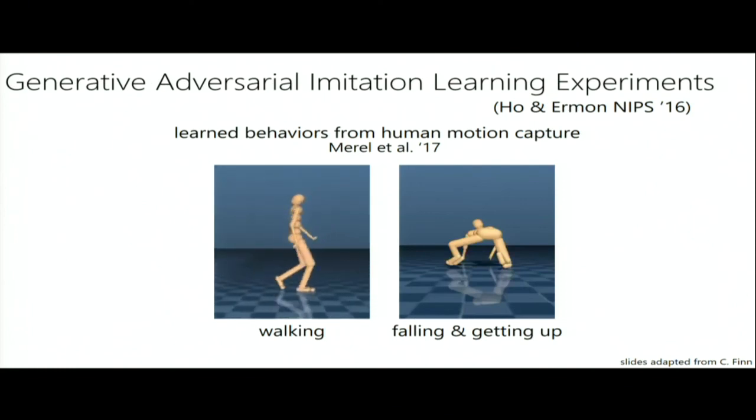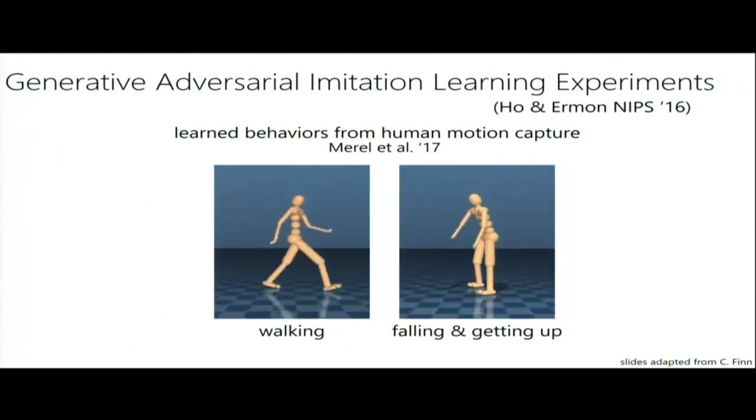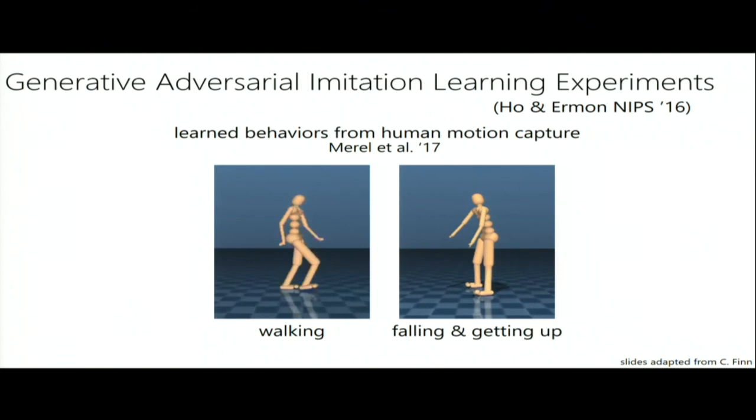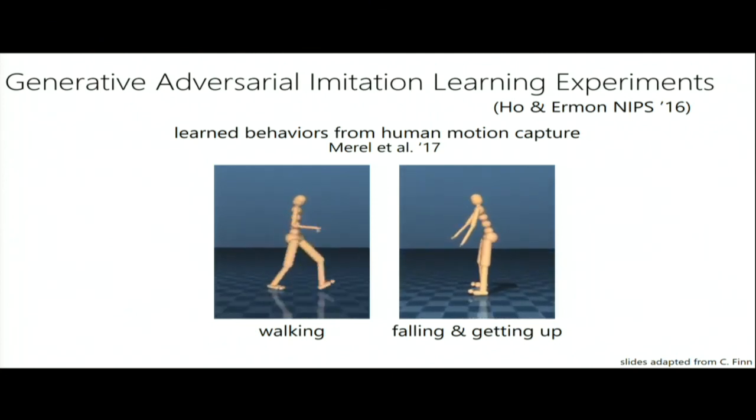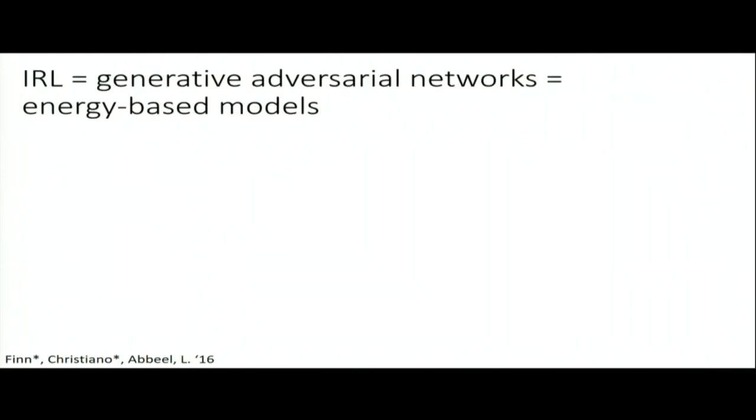This is some more videos. These are more videos from the second paper, the one that used human motion capture. They also did some walking motions, some standing up motions, and things like that. These are all built by taking motion capture data, using that as demonstrations, and then using the generative adversarial imitation learning algorithm to build the discriminator.